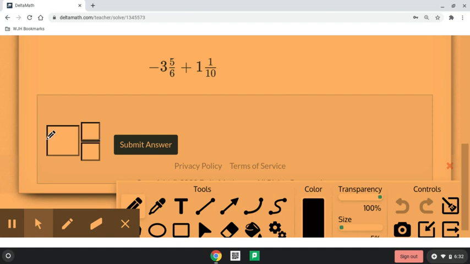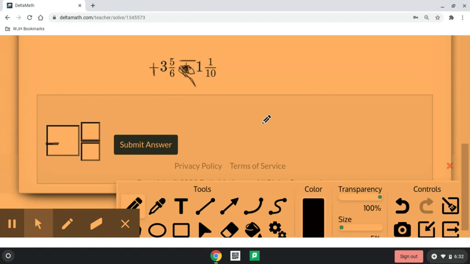So I will just write that right here. And once we've done that, now we don't really need to worry about the negative sign. We need to just realize that it's going to be a subtraction problem, with the negative in the answer, and we treat the numbers as though they were positive. So it'll just be 3 and 5/6 minus 1 and 1/10.